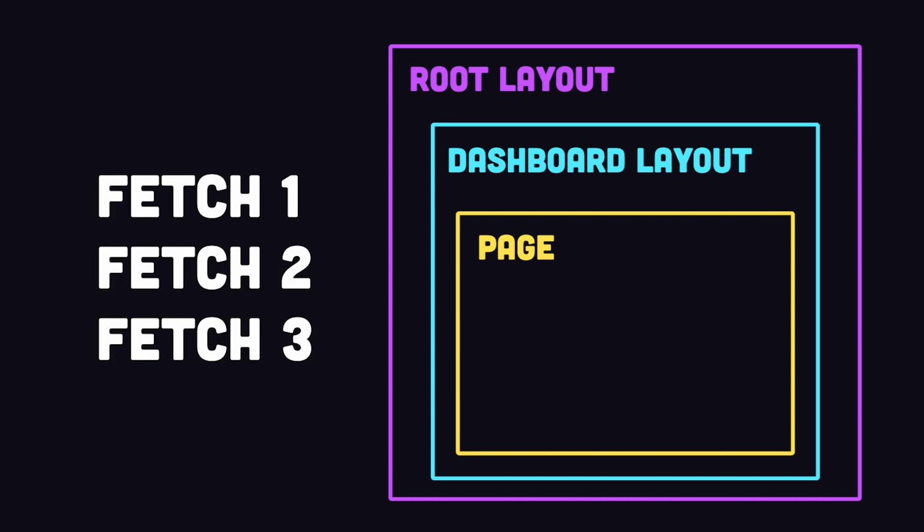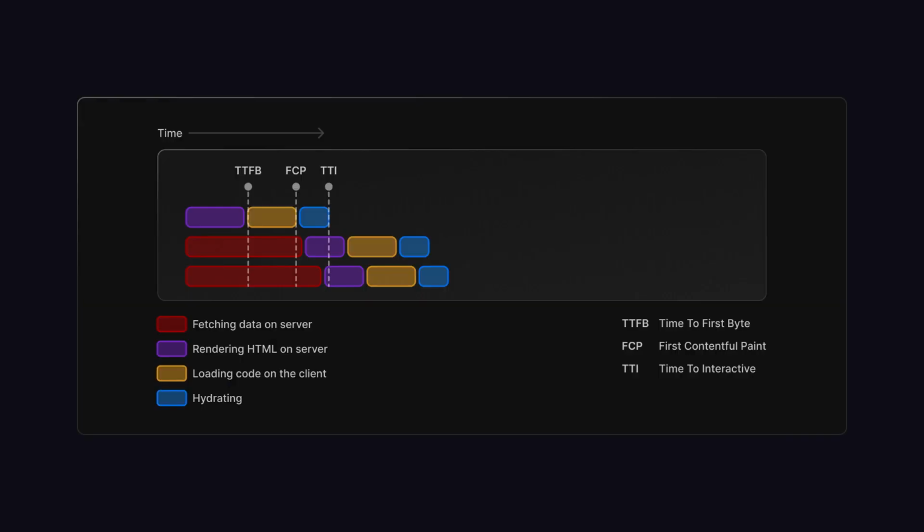For example, imagine we have two nested layouts and a page, each one that does its own data fetching. Instead of fetching data one by one, it fetches everything in parallel, which can dramatically improve the rendering time and time to interactive for a web page.